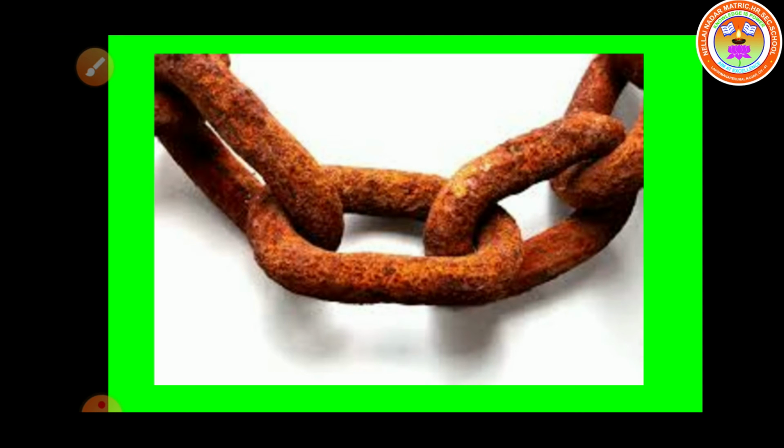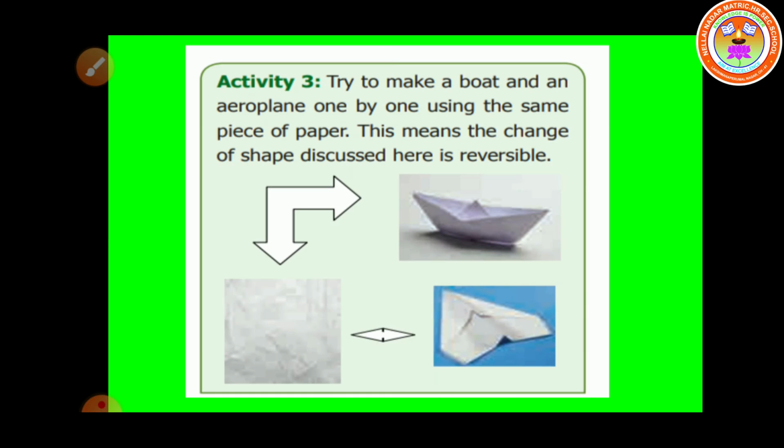Next example, rusting of iron. We know iron is grayish white in color, but after rusting, the iron material changes into reddish brown color. That reddish brown color indicates hydrated ferric oxide formation. Once the rust is formed, we cannot get the grayish white iron again. So, this is also an example for an irreversible change.